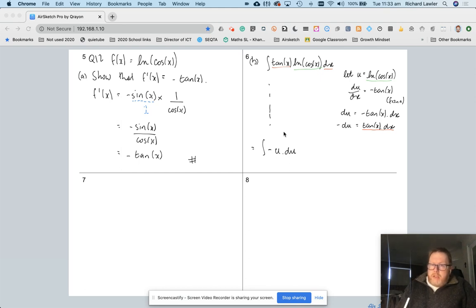Okay, so we've got the integral of negative u du. That's a pretty straightforward integration. Raise the power by 1. So it goes from u to the power of 1 to u to the power of 2. And we've got our half there, our reciprocal of the power. And we can't forget the negative that we had in there as well. So it's negative a half u squared plus c. And then we just substitute back in.